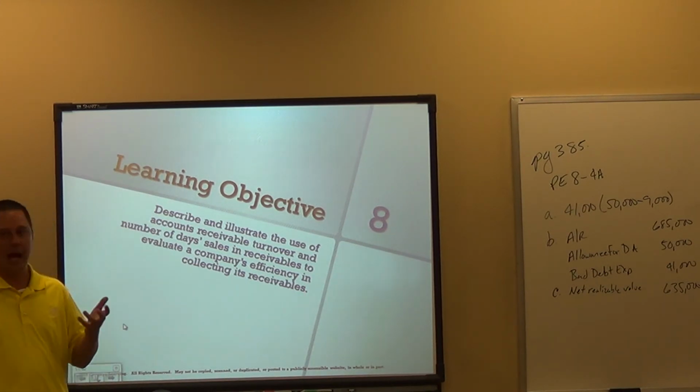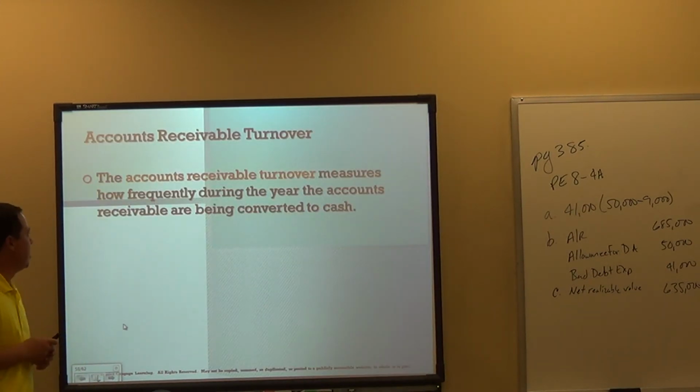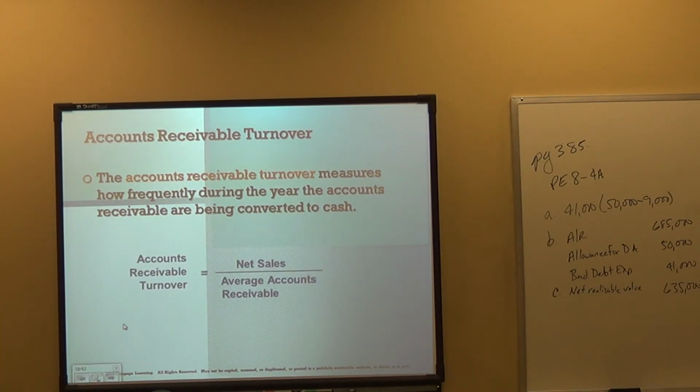And it's basically analyzing this information here. So the accounts receivable turnover measures how frequently during the year the accounts receivable are being converted into cash. So as a part of that, what you're looking at here is accounts receivable turnover, so net sales over average accounts receivable.